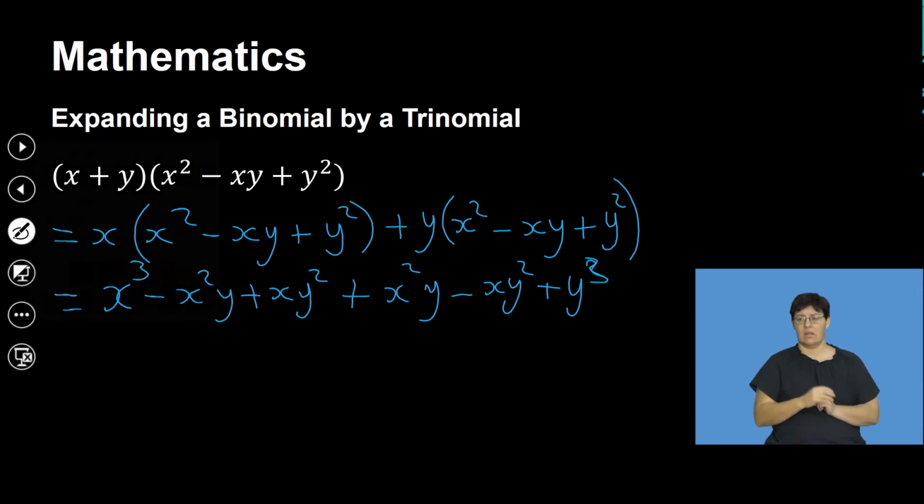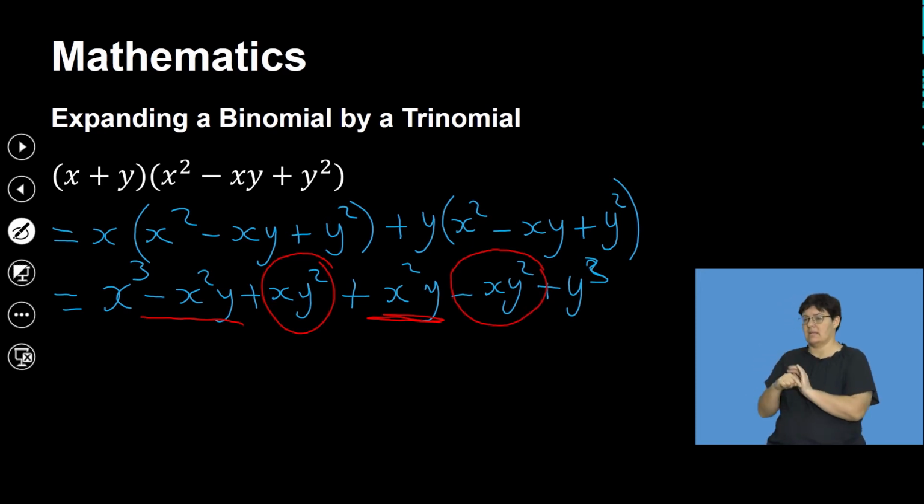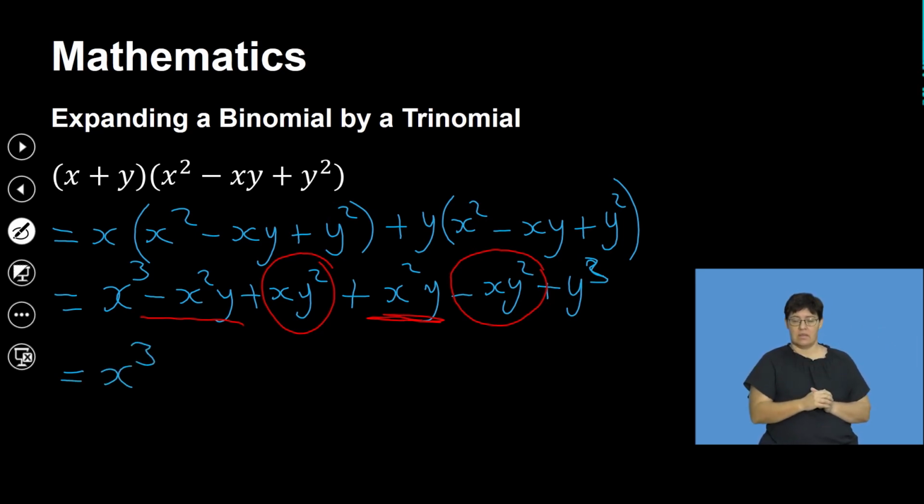And then from there you group your like terms. So I'm just going to use a different color for this. This is a like term with that one there, the x squared y. And this one here is a like term with the xy squared. If you work it out, the answer will be x cubed, so minus x squared y plus x squared y gives me 0. Xy squared minus xy squared also gives me 0. So at the end, my final answer will be x cubed plus y cubed.